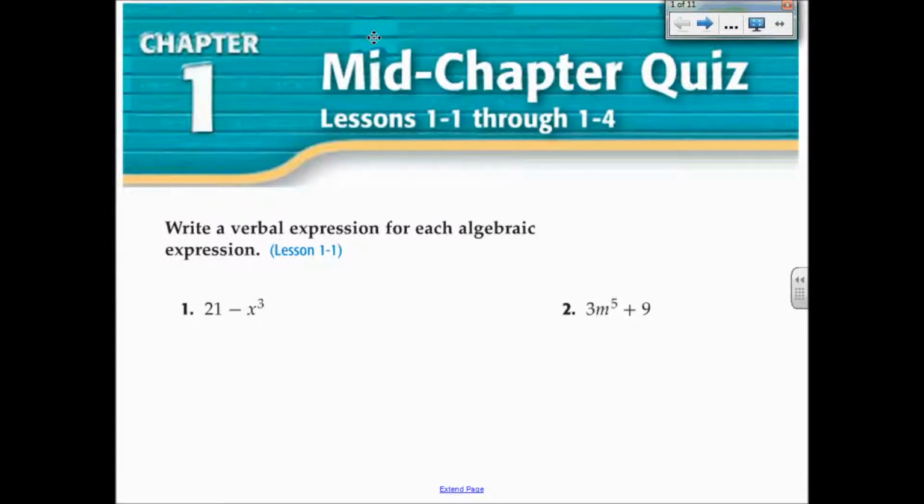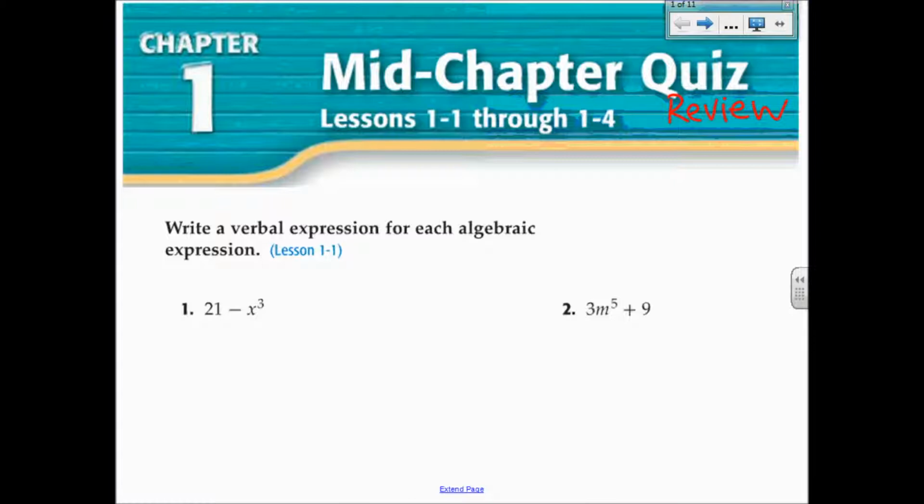This is the Chapter 1 mid-chapter quiz review. And it goes over sections 1-1 through 1-4. In section 1-1, we talked about writing algebraic expressions for verbal expressions and writing verbal expressions for algebraic expressions.